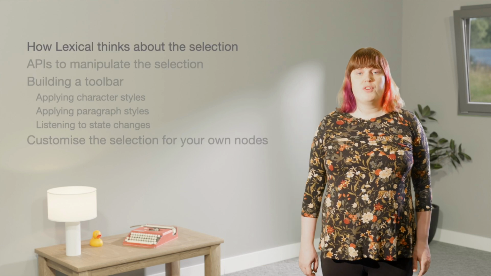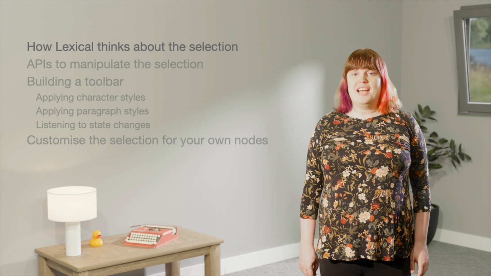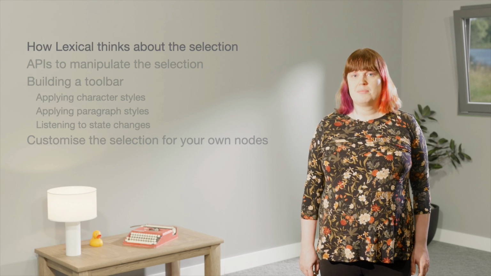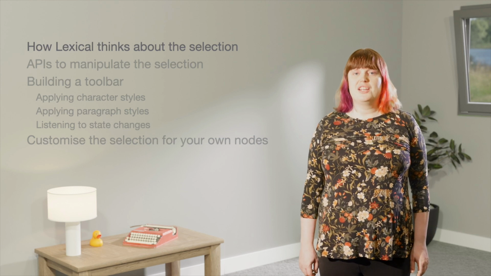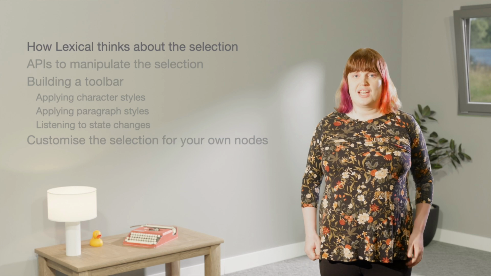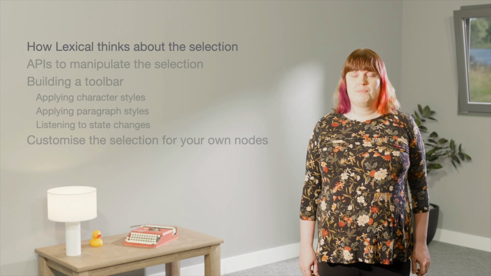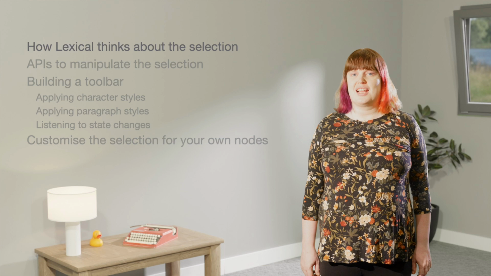It's time to review some fundamentals. The Lexical editor state contains two things: a tree of nodes and a selection. Lexical provides a couple of different kinds of selection, such as range selection or node selection, and they all conform to the base selection protocol.